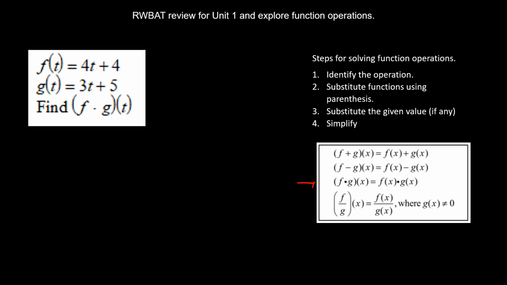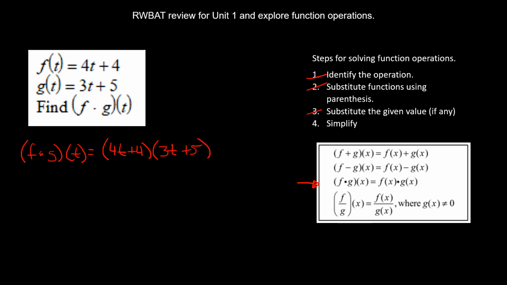We are doing multiplication. And so when we're doing this multiplication, we're going to set it up pretty much the same way. F times g of t equals, and we'll substitute this in. Our first function is 4t plus 4 times g of t, which is 3t plus 5. Okay, so we've identified, we've substituted.